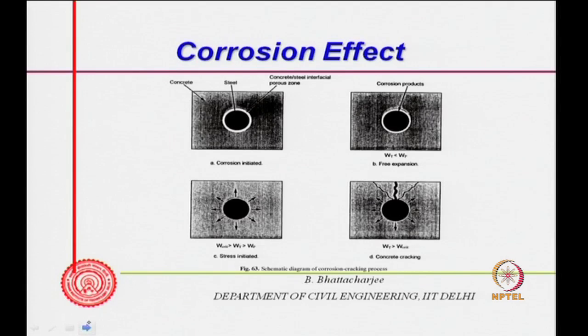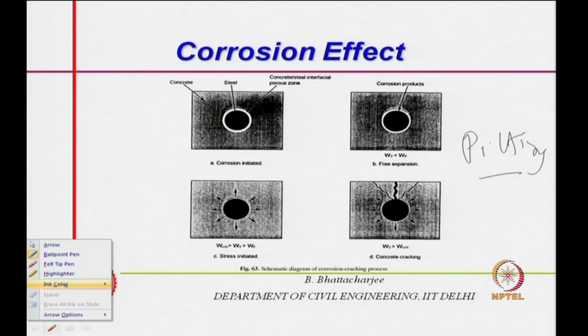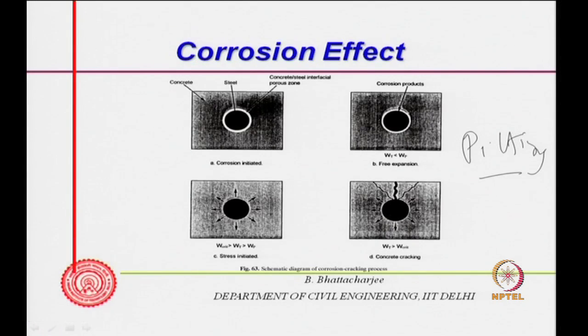Let us see the effect of corrosion. There are two types of corrosion, pitting corrosion and general corrosion. Pitting occurs if the chloride is coming from outside, chloride ingress, chloride from outside.